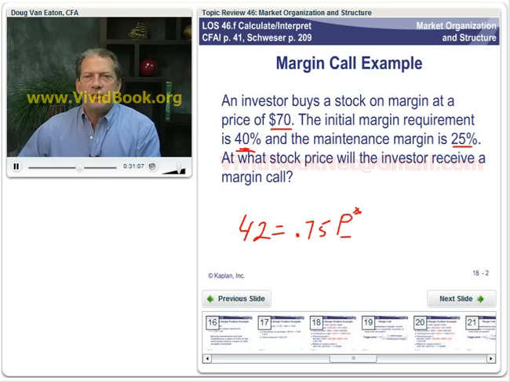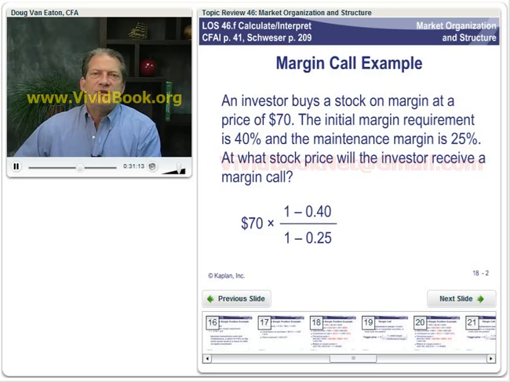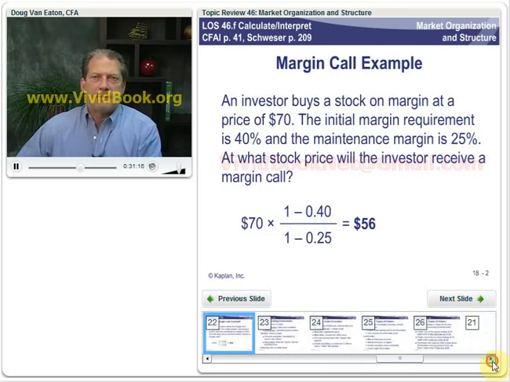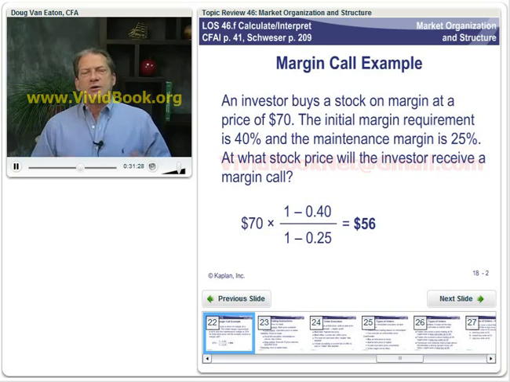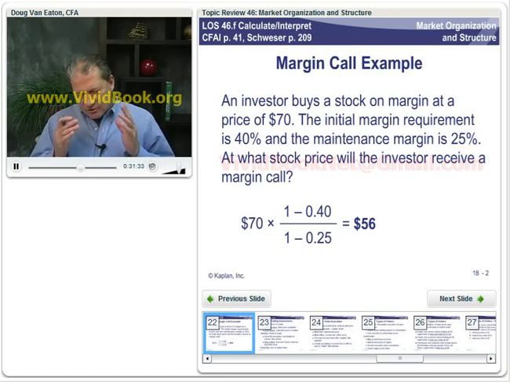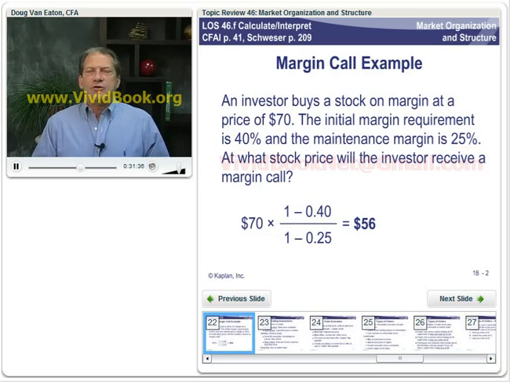Well, let's do it with the formula here as well, and come up with $56. Does that work out? Yeah, that works out. So we can get there either way. So make sure you can do that calculation. And remember what happens. If the price gets below that, it doesn't mean your equity is zero. It means your equity is too low. So you'll get a margin call. You can satisfy that by putting cash or marginable securities into that account to get your equity percentage back up. If you don't, then they have to sell out your position, or at least enough of the position to bring your equity percentage up to the minimum level.